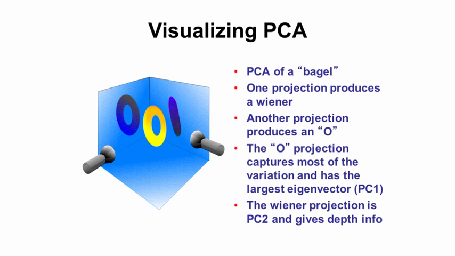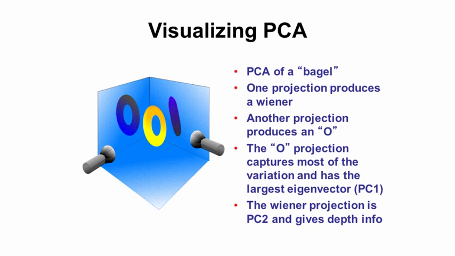So in this case, the O projection probably captures more of the variation in terms of what is a bagel. Someone shows you a flat description that says, what is this? A lot of you will be able to guess. It's a donut or a bagel. But if we saw the other projection, almost all of you would think, yeah, it's a sausage or a wiener. So one has higher information content, and that's the largest, what's called eigenvector.